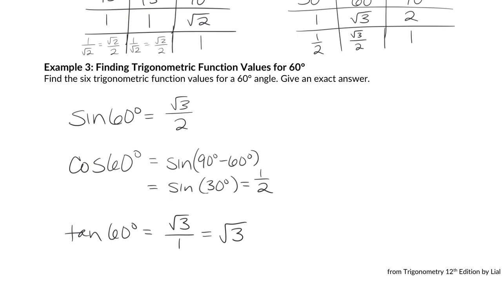Now, if we're wanting to do the reciprocals, because it asks for all 6, sine and cosecant are reciprocals. So if I'm doing the cosecant of 60 degrees, I would just flip that fraction over.